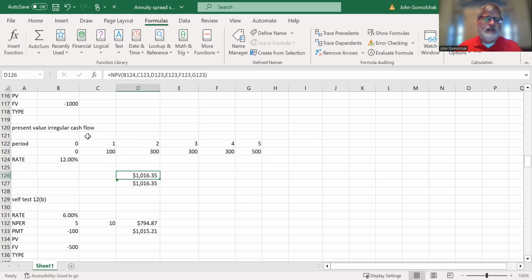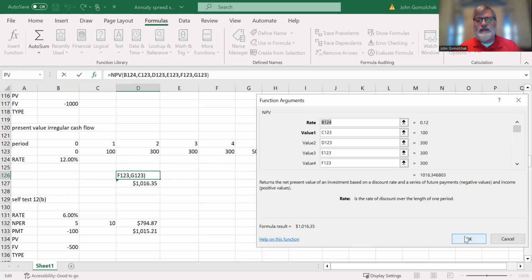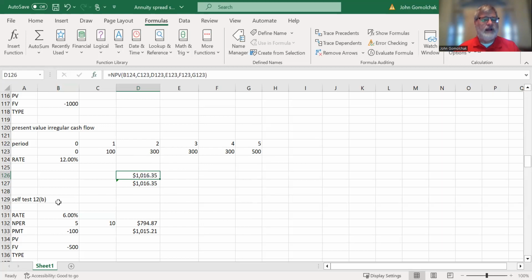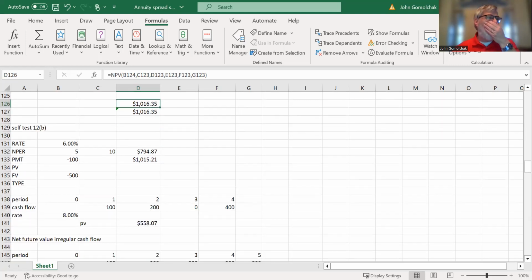Okay, once again, that function was net present value, NPV. All right. Self-test. I did all the things for the self-test again. Okay.